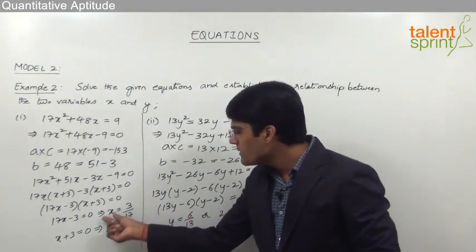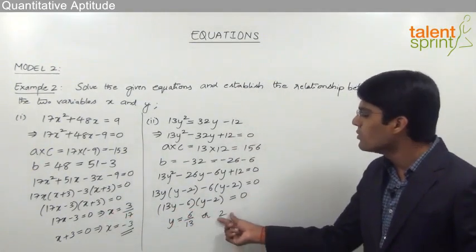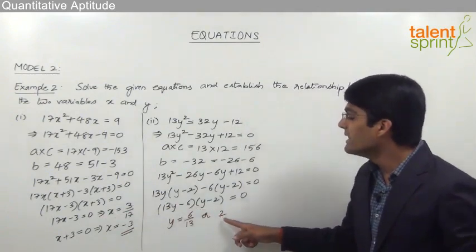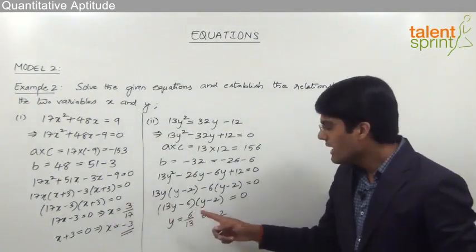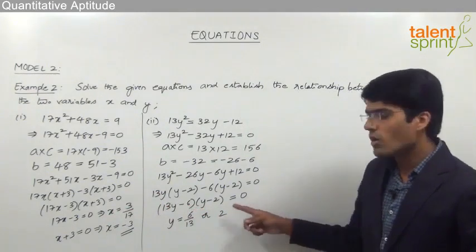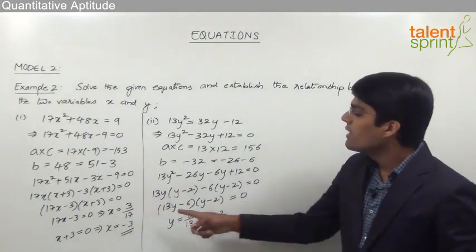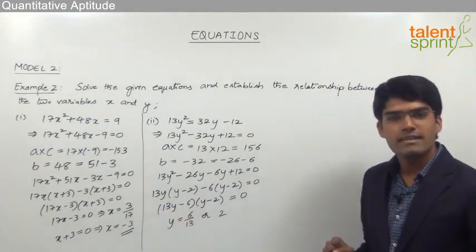Similarly, if we take x equals 3 by 17 and compare with 2, again we get that x is less than y. Why? Because 3 by 17 will be less than 1. It is a fraction, and here this is 2, which is more than 1. So obviously x will be less than y when x is taken as 3 by 17 and y is taken as 2.